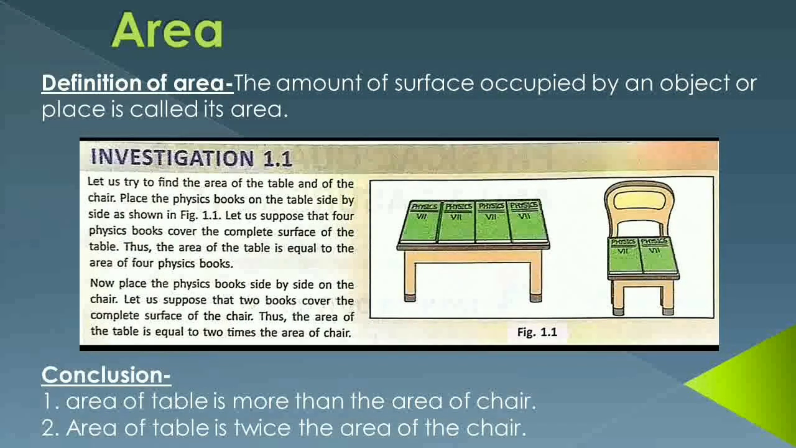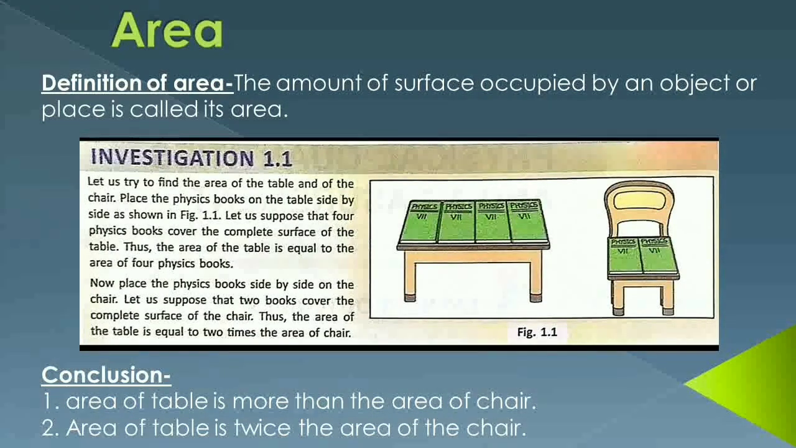So the conclusion is here: the area of the table is more than the area of the chair, as you can see in this diagram after performing this investigation. And the second conclusion is the area of the table is twice the area of the chair, or we can say that the area of the table is equal to 2 times the area of the chair.